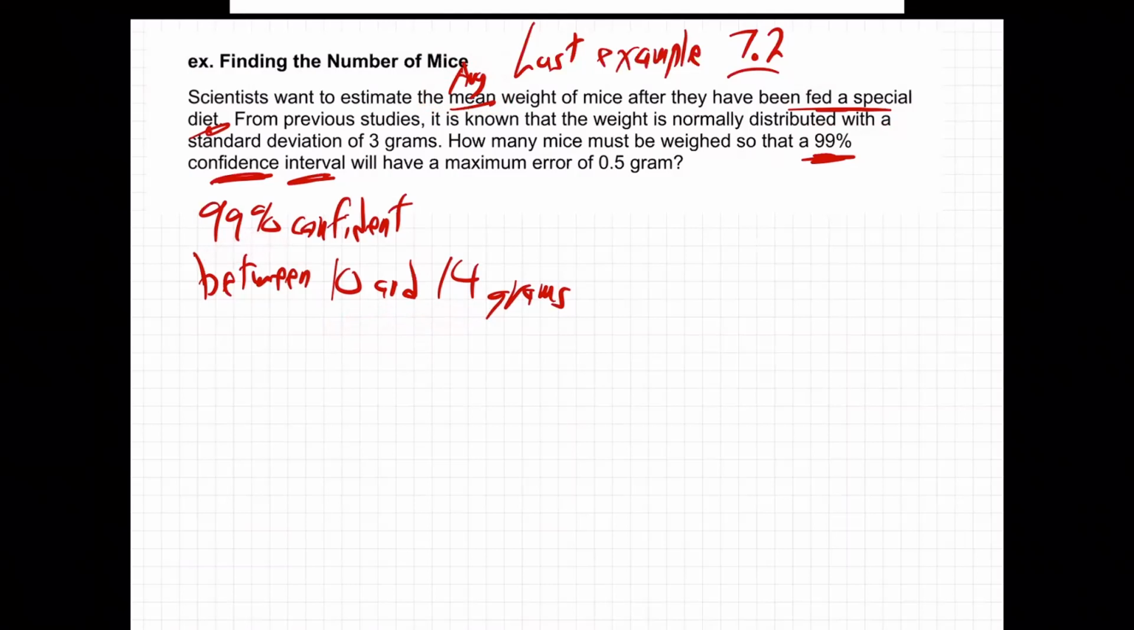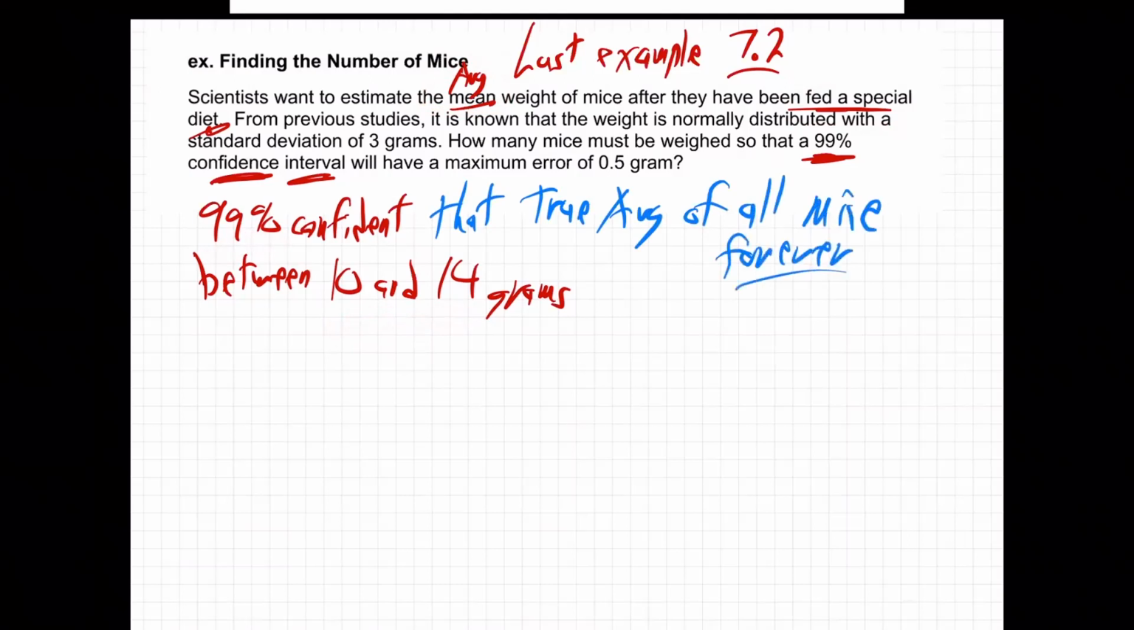So let me be clear about that. We're 99% confident that the true average of all mice forever, and the way we say that in statistics is we say the population as opposed to the sample. I wonder if those words are landing on you with enough meaning as you read all these statistics problems all the time. Population means everybody. Sample means small group, right? So we're not interested in what just happens with the small group.